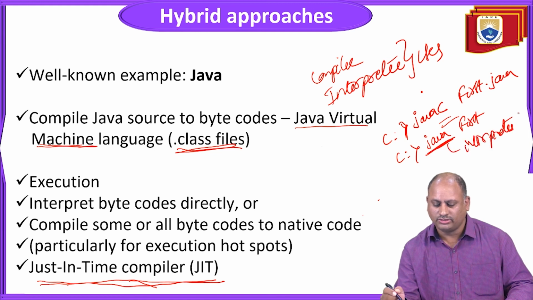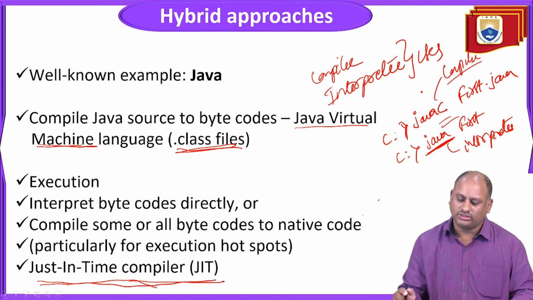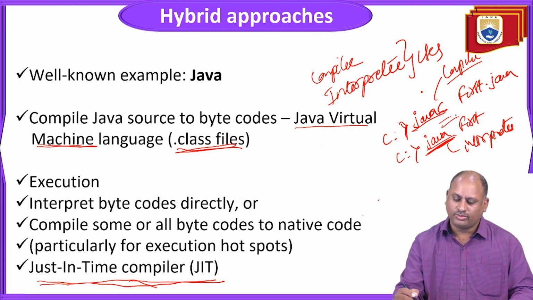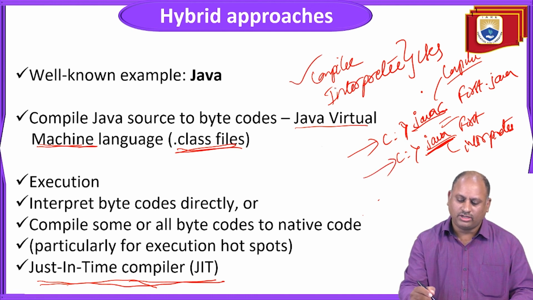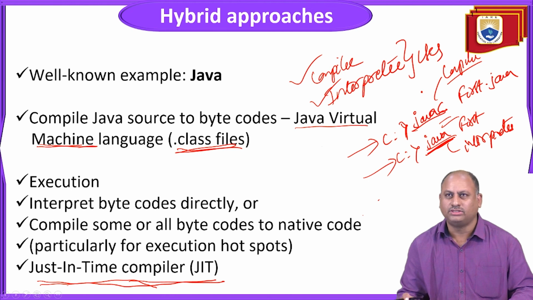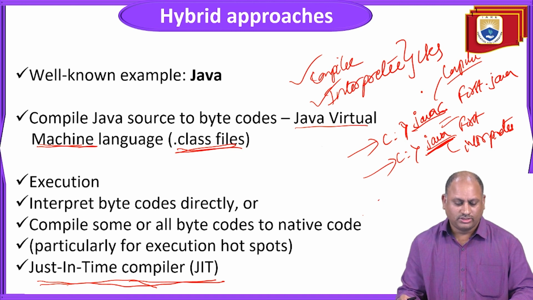It executes the program. javac is the Java compiler and java is the interpreter. So two parts are doing the work: first is compilation, second is interpretation. Since both compiler and interpreter are used, this approach is called the hybrid approach.